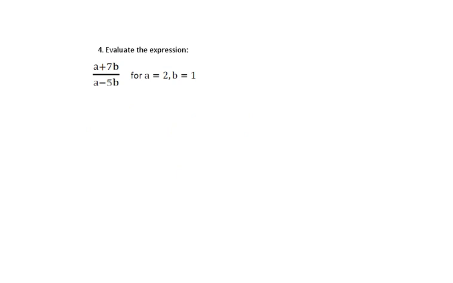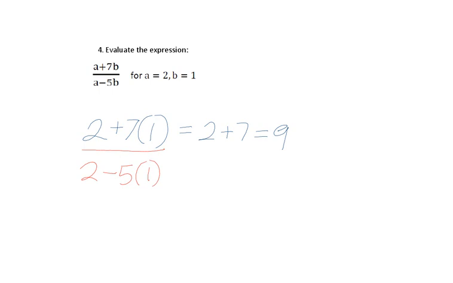Let's do the same thing with 4. First, just the top, then just the bottom. Up top, we're going to have a, which is 2, plus 7 times b, which is 1. 7 times 1 is 7, and 2 plus 7 is 9. As for the bottom, a is 2 minus 5 times b, which is 1. 5 times 1 is 5, but 2 minus 5 is negative 3. And then in the end, 9 divided by negative 3 is negative 3.